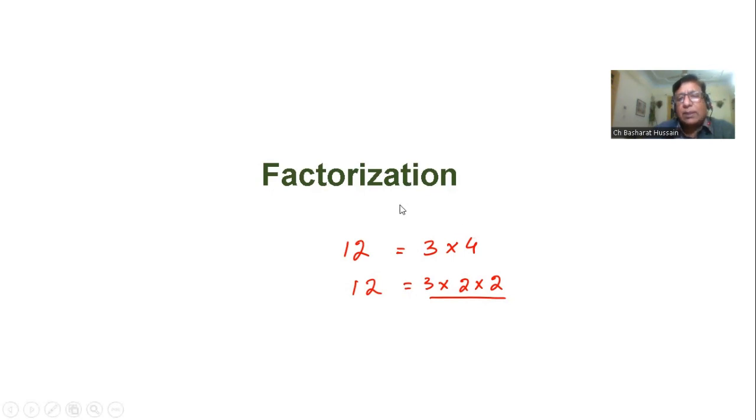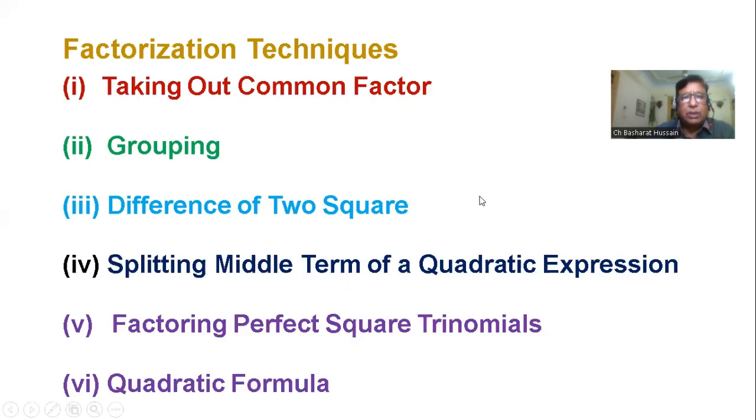Now we discuss the common ways of factorization. Look at this, the factorization techniques. First method is we take out common factors, and second is grouping, where we arrange the terms of polynomials. Third is difference of two squares. The fourth is splitting the middle term of a quadratic expression, the fifth is factoring a perfect square trinomial, and the sixth one is the quadratic formula.